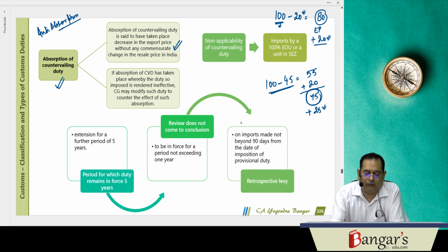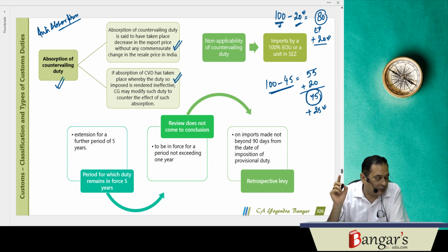So in this case, if absorption of countervailing duty has taken place, whereby the countervailing duty so imposed is rendered ineffective, so that whatever duty has been imposed, this 20 rupees duty, still remains ineffective, then the central government may modify the duty to counter the effect of absorption. Central government has the power to modify the duty to counter the effect of such absorption.